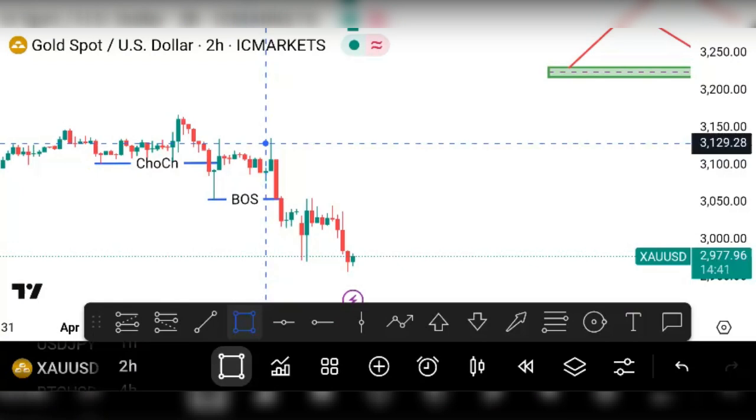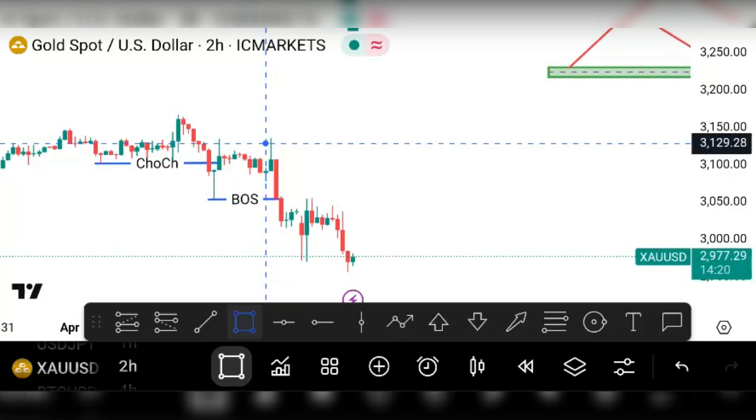Supply zone is when the market is in a downtrend. That's where people sell from. Demand zone is when the market is in an uptrend. That's where people buy from. And I said your supply zone is the same thing as your order block, and your demand zone is the same thing as your order block. It's just a concept. You just have to learn to identify your order block.